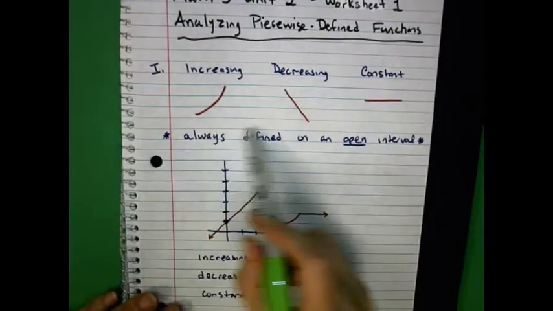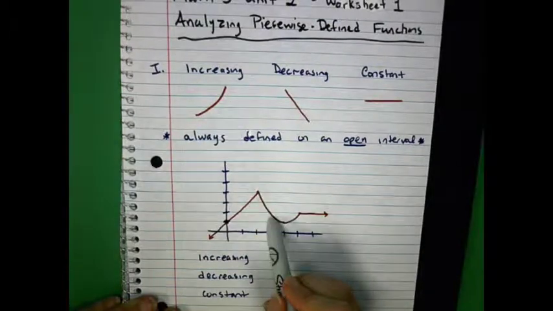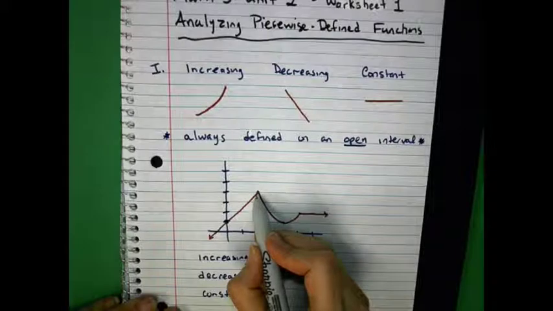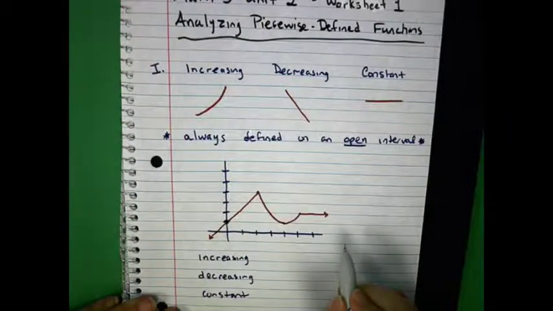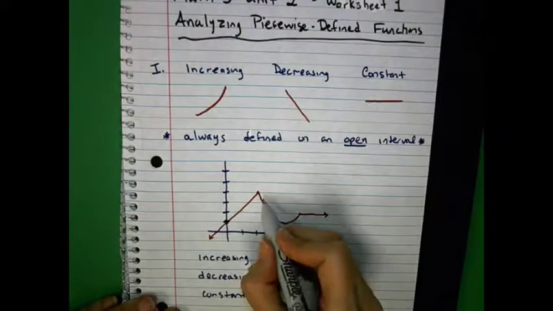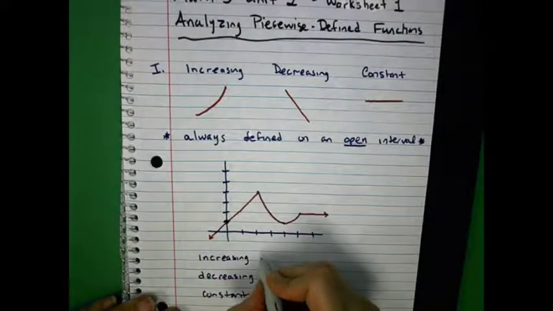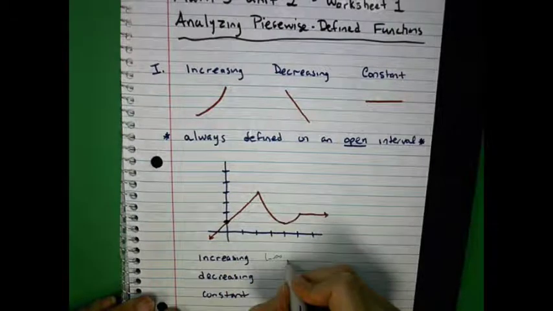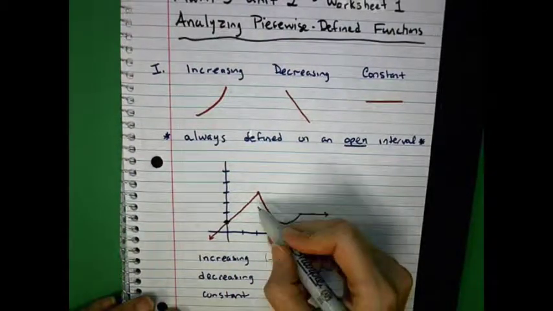These things are always defined on open intervals. At a place where something changes from increasing to decreasing, it is really hard to say at x equals 2 whether that's increasing or decreasing. And so we use open intervals for defining the piecewise, increasing, decreasing, and constant. On this graph, I first see that this is increasing, and it begins at negative infinity and goes all the way to the x value of 2, and we leave it open because it's not really there.